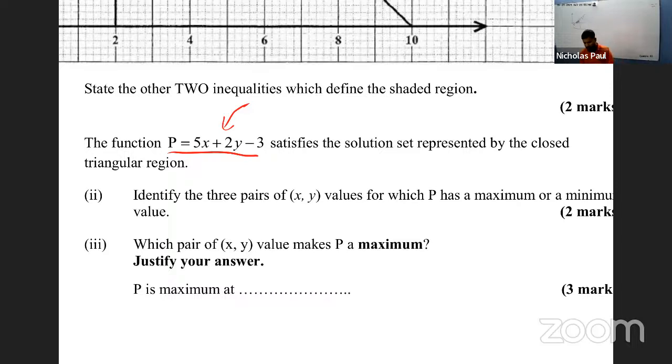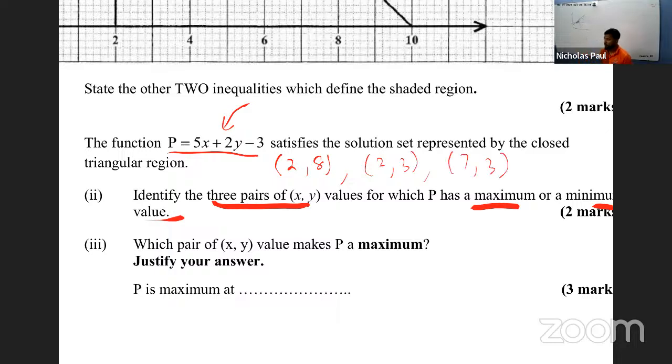Now, okay, what they said. Identify 3 pairs of values for which P is max and min. We already have those values, then. What were the values again? What were the 3 values? Yeah, the vertices. 2, 8, 2, 3, 7, 3.